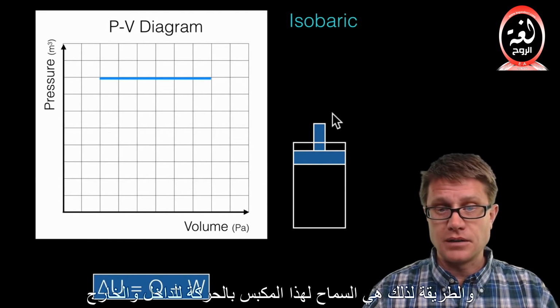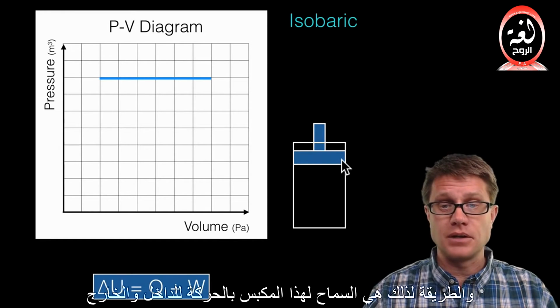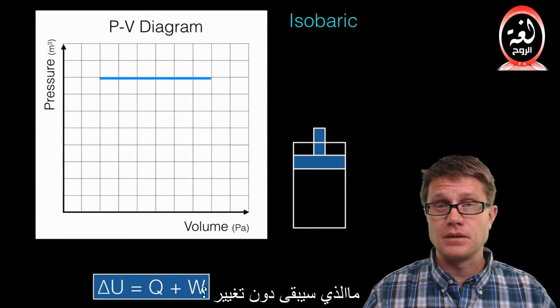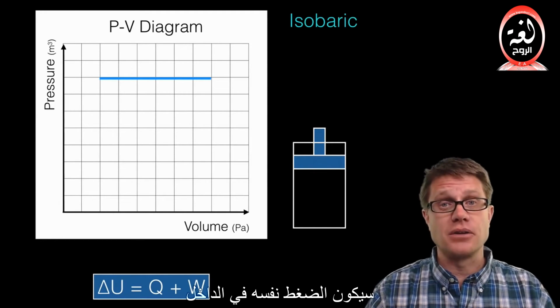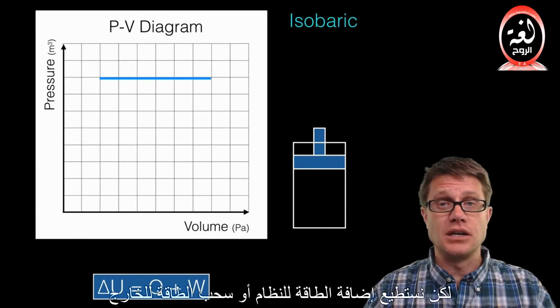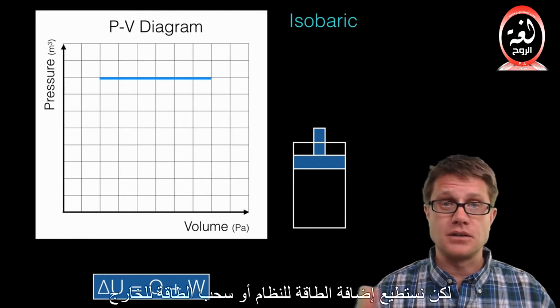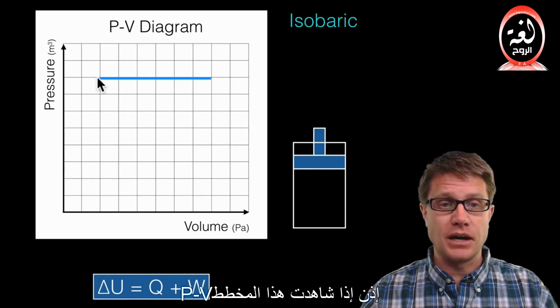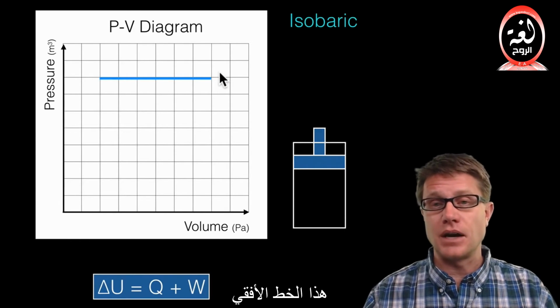And so a way to do that is allow this piston to move in and out. And so we can change the temperature. What's going to stay the same? It's going to be the same pressure on the inside. So that piston's going to move back and forth, but we can add energy into the system or we can pull energy out. Since it's free to move, the pressure is going to stay the same. And so if you see on a PV diagram this horizontal line, then you know it's isobaric.